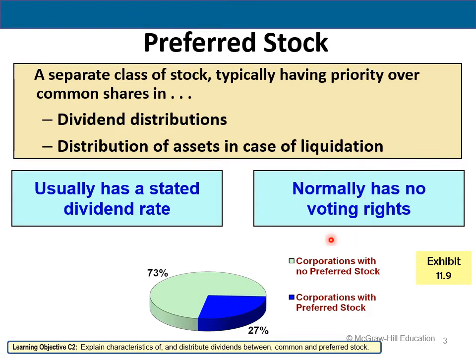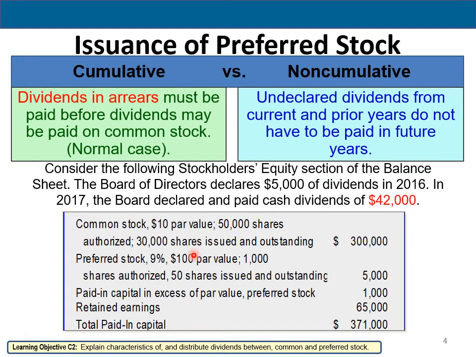Now, some differences. Preferred stock usually has no voting right, and that's because they have a preference. You're much more likely to get paid some cash if you hold preferred stock than you do common stock, right? So they usually don't have voting rights, and they have a stated dividend rate. That's not going to be meaningful until we get in and start working the problems, all right? There's an example here. I'm not going to talk through that, but we'll talk about cumulative versus non-cumulative.